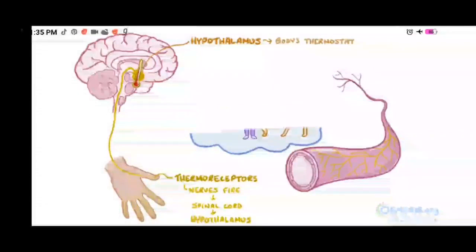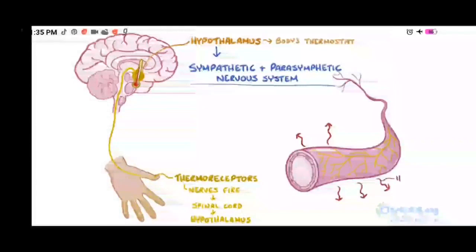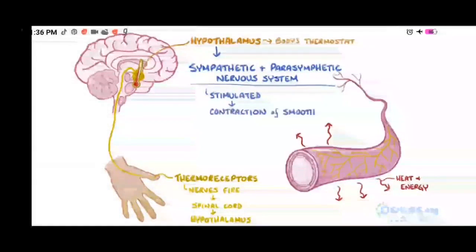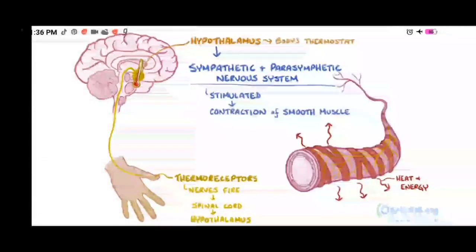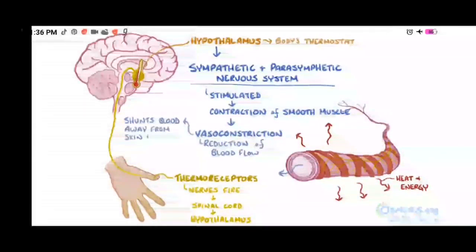The hypothalamus also coordinates changes in the sympathetic and parasympathetic nervous system. For example, normally there is a lot of heat energy in the blood that gets lost to the environment. When the sympathetic nervous system gets stimulated, it causes contraction of smooth muscle that wraps around arterioles, causing vasoconstriction and reduction of blood flow to the skin, which shunts blood away from the skin and towards the body core or organs where less heat energy is lost.